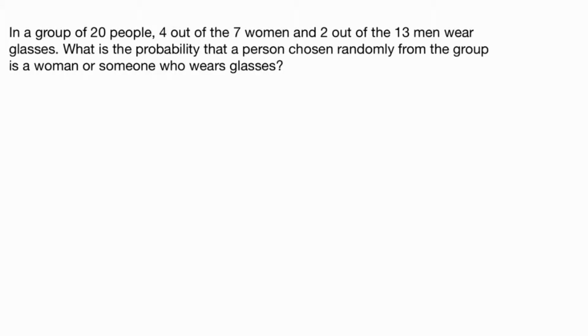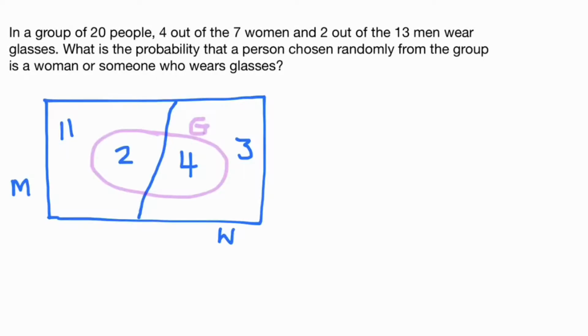The first way, we can draw a Venn diagram. Here I have a Venn diagram with the rectangle broken up into two parts, one part for women and one part for men, and then a purple shape that goes over these two parts corresponding to people who wear glasses. From the information given, there are 7 inside the women event, but 4 of them are in the glasses.